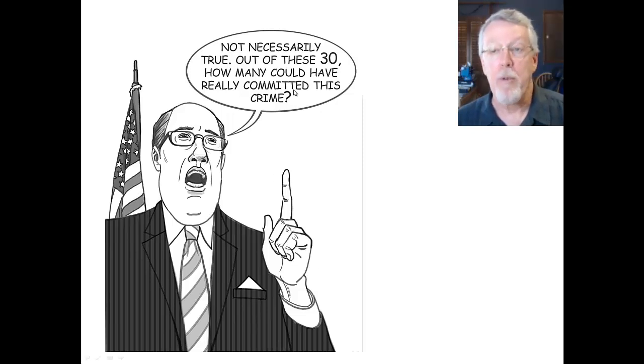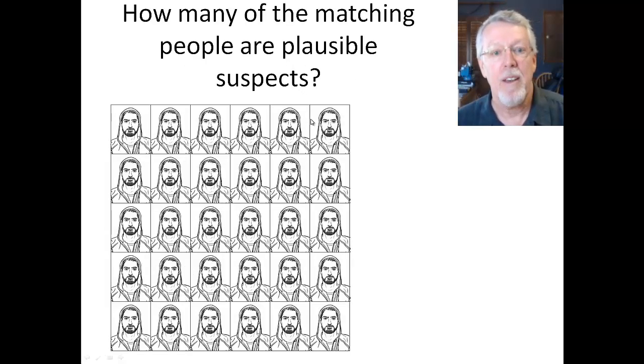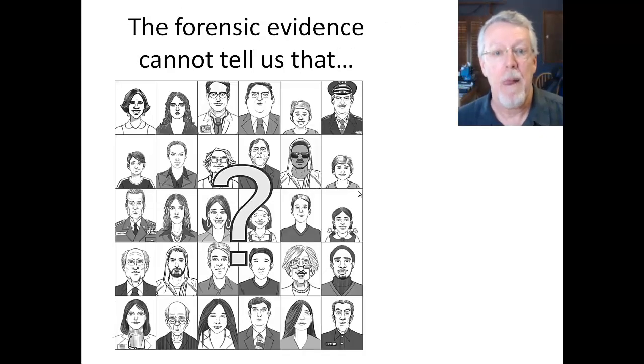Out of the 30 people who would have matching profiles in the United States, how many really could have committed this crime? If all 30 of the people who have matching profiles were identical to our suspect in terms of their motive and opportunity and other evidence, in terms of their a priori likelihood of committing this crime, if they were all the same, then yes, it would be 1 in 30. But it's very unlikely that all 30 of the people are as likely to have committed this crime a priori as our suspect. The 30 people who have the matching profiles could be anybody.